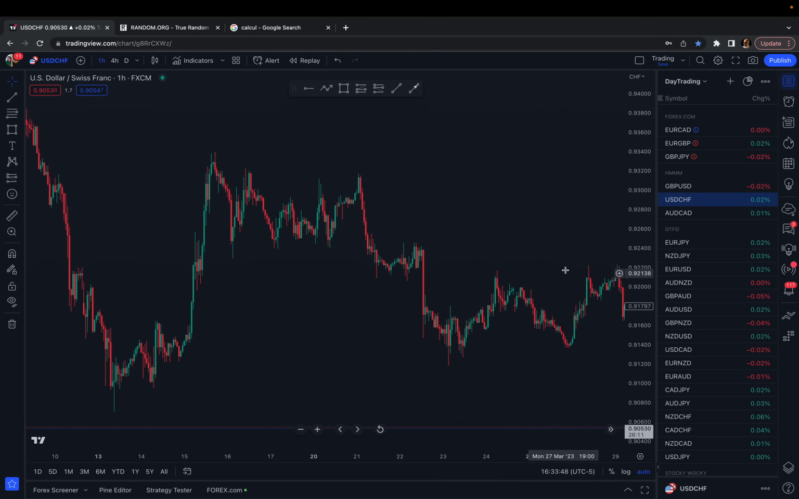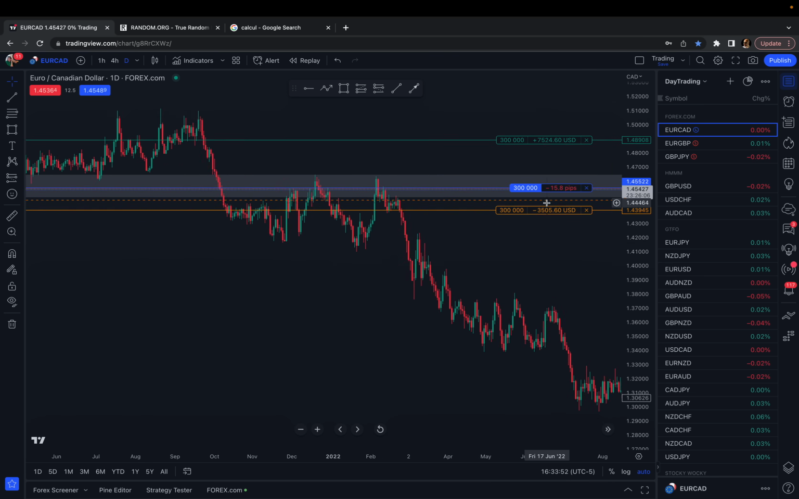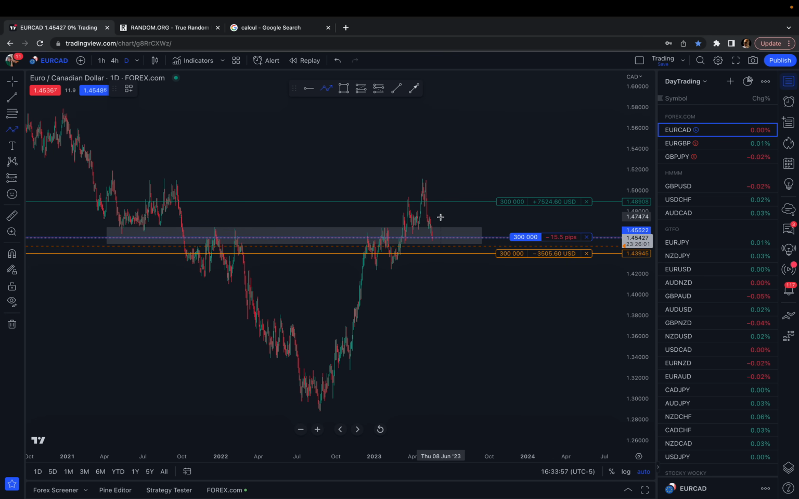So let me prove this concept here. I'll show you 3 trades I'm in right now using support and resistance on the daily chart. I bought right here on Euro Canadian dollar. You know why I bought? Because price is just at a support zone.